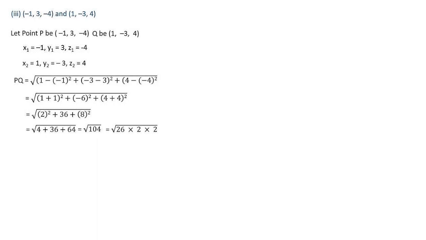So 104 we can take. This is 104, if you would go for division, we can go with the 2. 2 going means 52 will be coming. And again with the 52, 2 we can divide. If you divide, you will get 26. And if you move further with 2, we will be getting 13. 2 and 13, nothing can be done. So we can stop here. So 26 into 2 into 2. Out of these 2, one 2 will be coming out. So 2 into root 26. So this is the distance. So the required distance is 2 root 26 units.